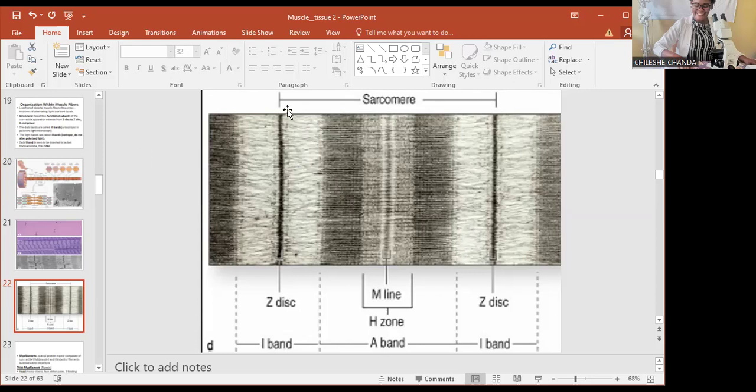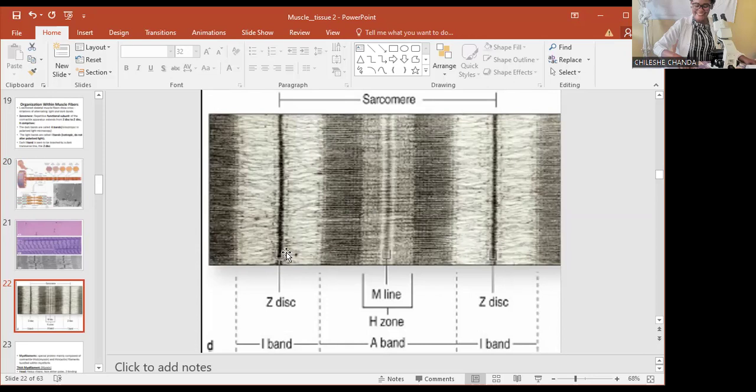Now, this area which is bright, which is light, is known as the I band. This area is known as the A band. Now, a sarcomere will run from this dark line to this dark line.